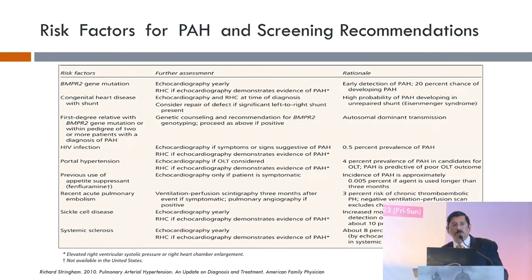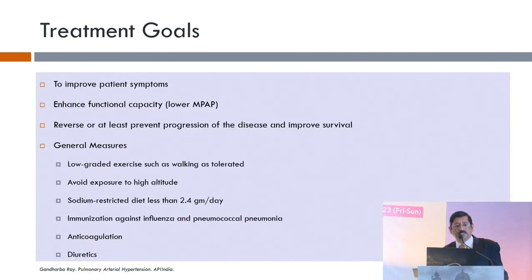You may do the bubble test. In X-ray, you'll get some findings, that's the peripheral pruning of the vessels. Also in ECG, there are findings: right bundle branch block, right ventricular dominance, right ventricular hypertrophy, and so on. I'm not going into the details.